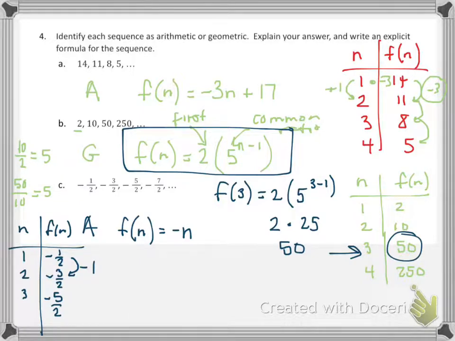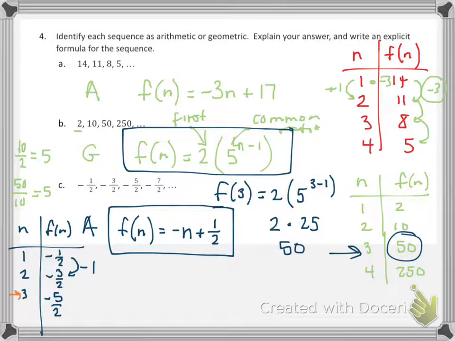Negative 1 times 1 is negative 1. I want it to be negative 1/2, so I would have to add 1/2 to make that happen. So my equation is f of n equals negative n plus 1/2. And we can test it to be safe.